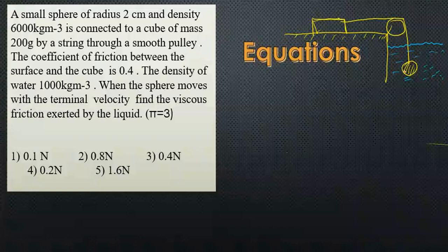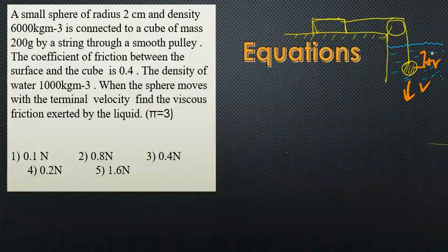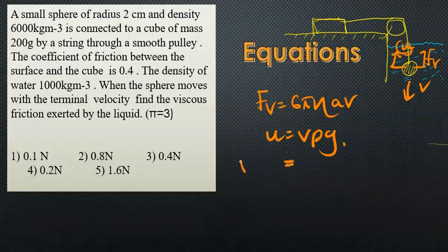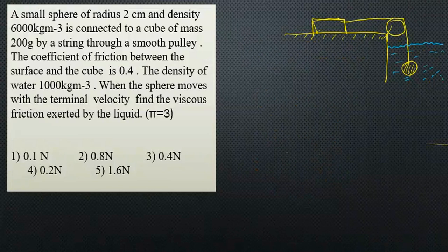The required equations to do this question are as follows. It is moving with the terminal velocity v, so the viscous force Fv is equal to 6 pi eta a v, where a is the radius. And then upthrust, of course, acts upon it. U equals V rho g, and the volume of a sphere is 4 by 3 pi r cube. Now with these equations, let's get into the question.